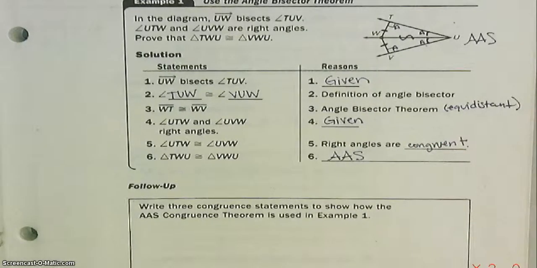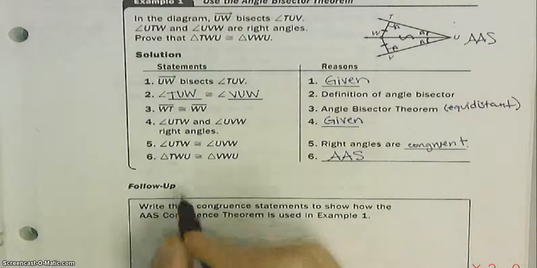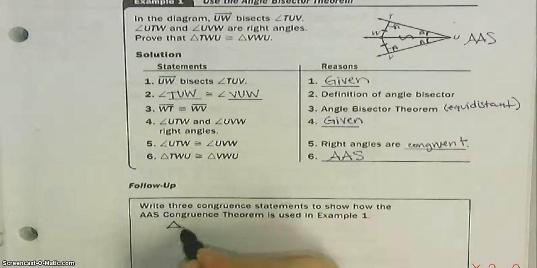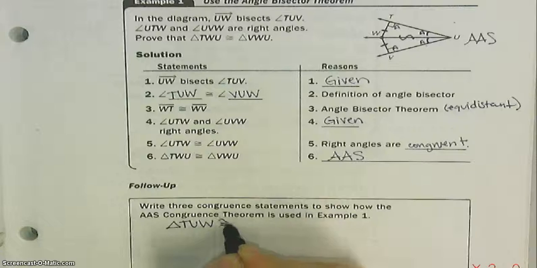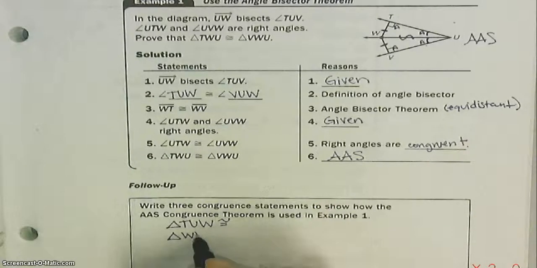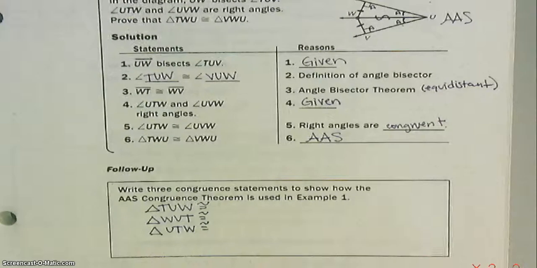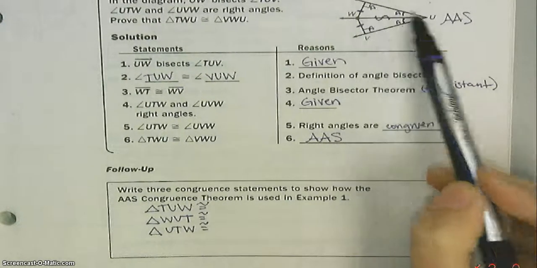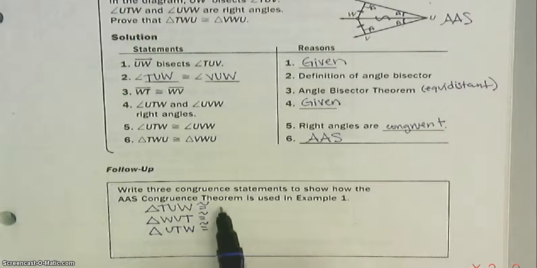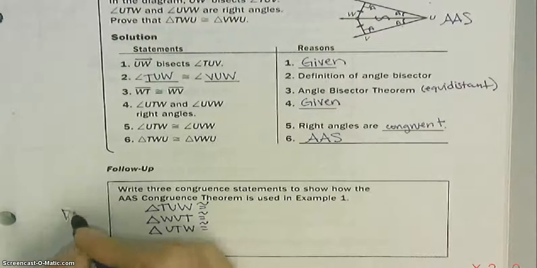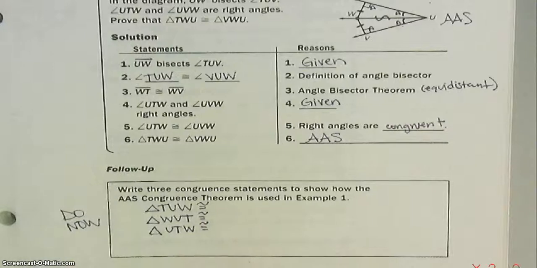Write 3 congruent statements to show the angle, angle, side congruence is used in example 1. All right. So we already did TWU. Let's do TUW. Let's do WUT. And let's do UTW. All right, I need you to match up the letters. So if I go TUW, what do I need to do on this triangle? You're going to fill this in with the appropriate congruence. Go ahead and do that now. Fill in the blank.